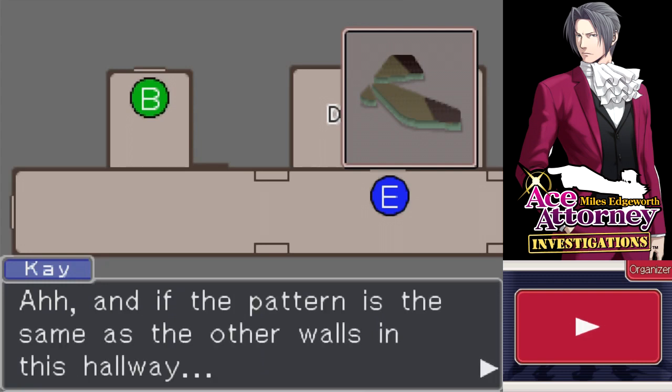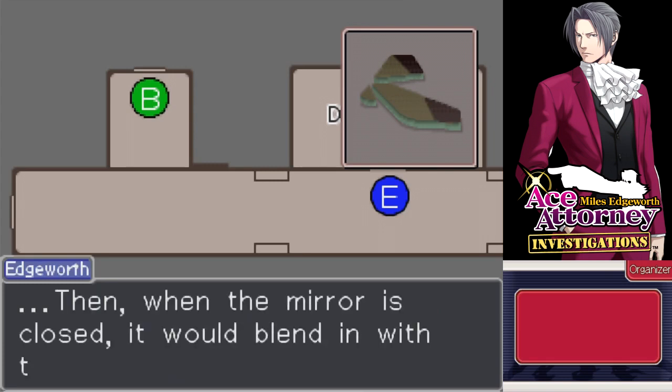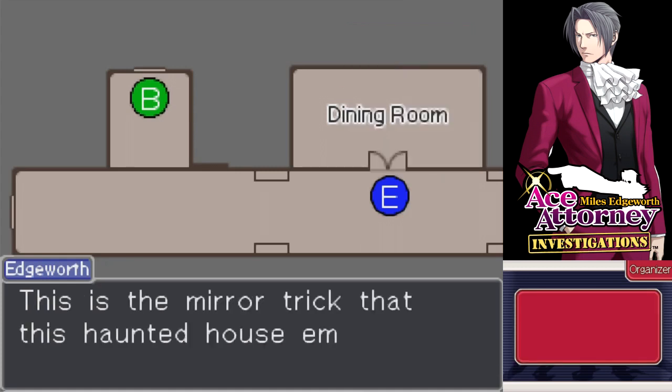And if that pattern is the same as the other walls in this hallway, then when the mirror is closed, it would blend in with the rest of the walls. It's not quite how mirrors work, but okay, they're usually in a... Unless they're just saying that the whole wall is a mirror. I was thinking of the mirrors that are hung up, but they said mirror wall. I'll stop while I'm behind then.